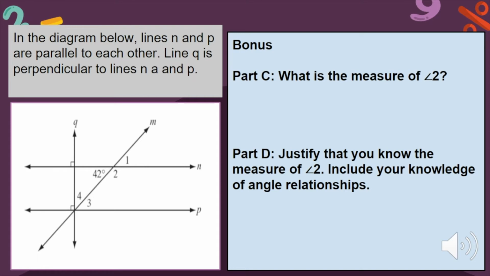If we use the information that we know, we can find the measure of angle 2. First, I see that angle 2 is right next to the 42-degree angle. When angles are adjacent to each other on the same line, they are said to be supplementary. Supplementary angles have a sum of 180 degrees. In order to find the measure of angle 2, I would need to subtract 42 degrees from 180 degrees. Let's do some math.